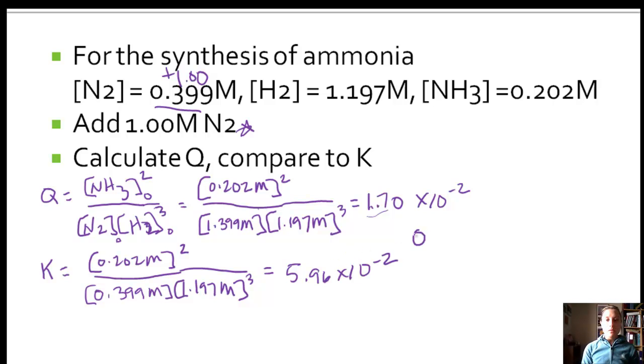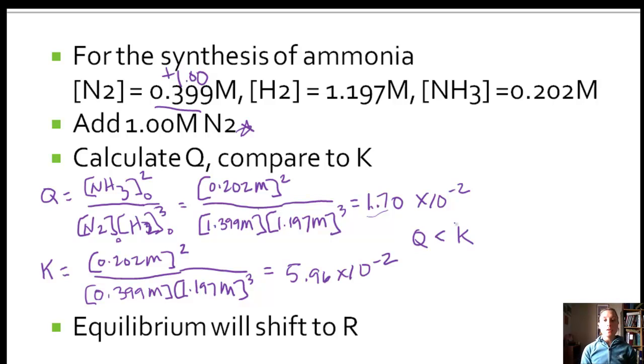Here Q is less than K, and so that means that the equilibrium will shift to the right because we're trying to reduce the change. According to Le Chatelier's principle, the equilibrium is going to shift in the direction that reduces change. Because we added N2, and N2 is a reactant, we're going to shift to the right to try to produce more products and get rid of that change.